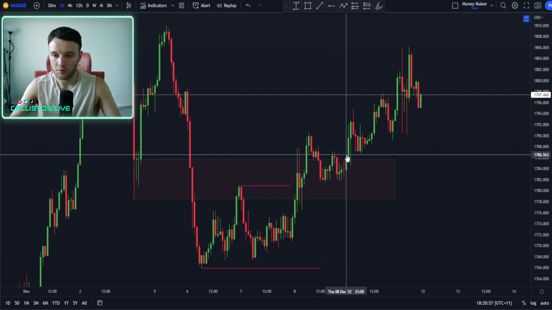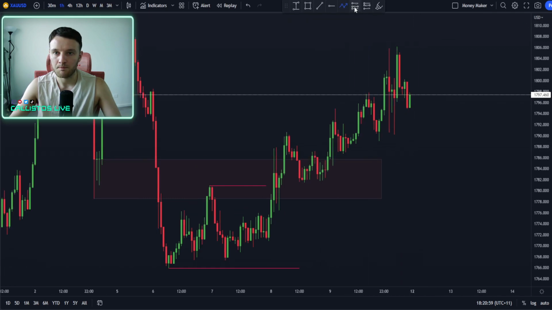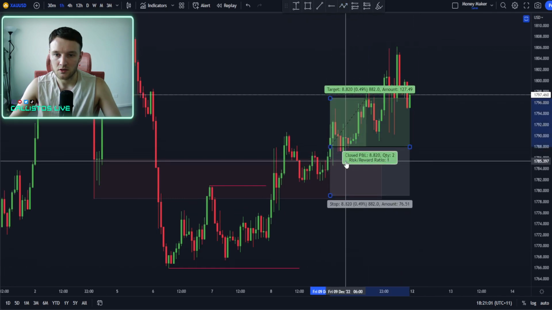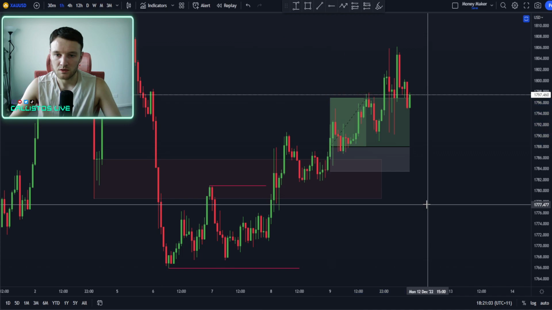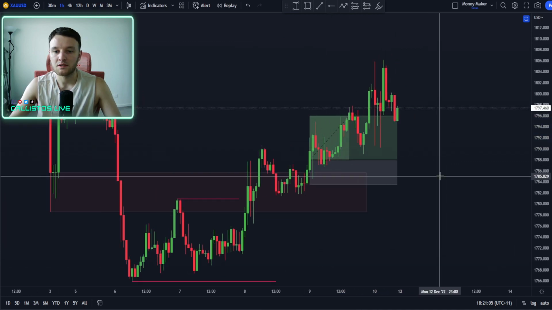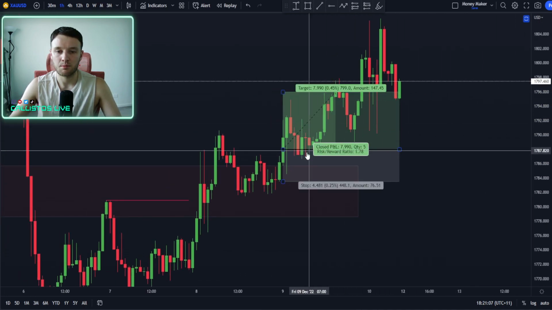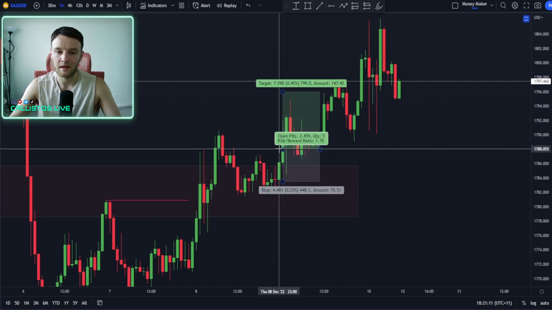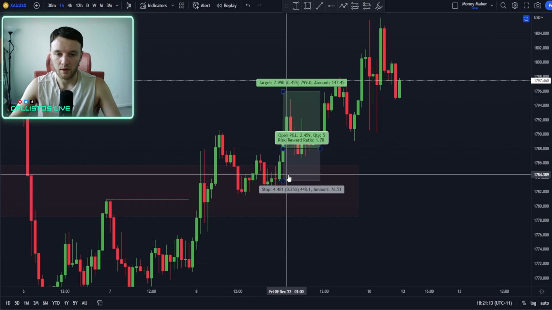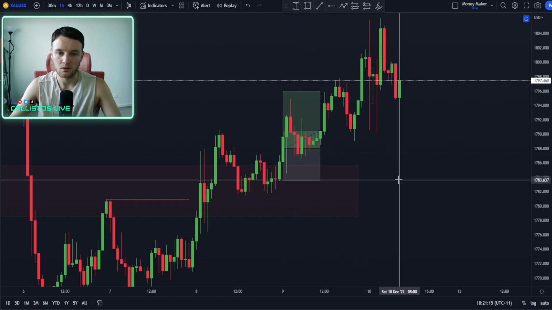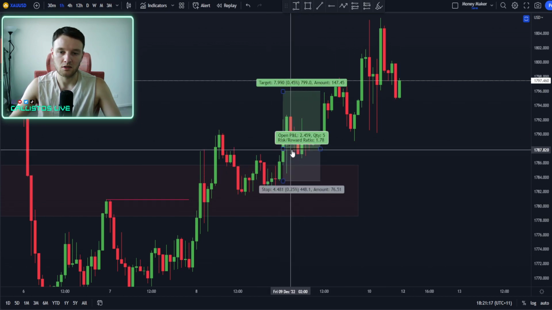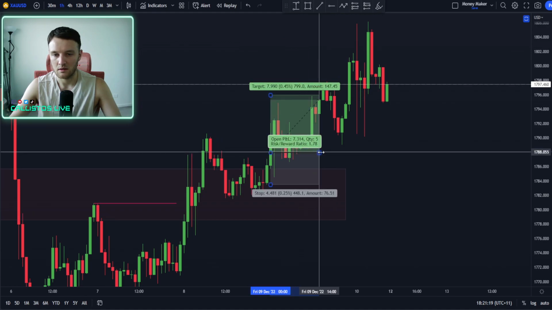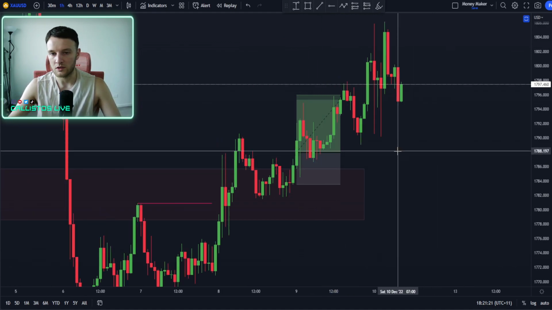This was pre-New York, and I entered the trade right here. The stop was below there. But once price started pushing up here, again, I'd move my stops to break even, and then you can see this big wick down, right? And it hit those stops, hit those break even stops. So this was a no loss, no win trade.